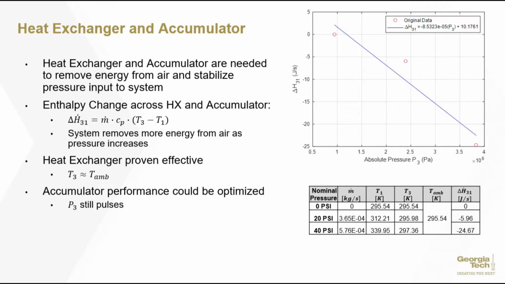In the compressor system, we need a heat exchanger and accumulator to cool the air to ambient temperature and smooth the input flow of the air. To quantify this change, we calculate the enthalpy change across both devices, seen in this graph as a function of pressure. We can see that as the pressure increases, the heat exchanger and accumulator will remove a greater amount of energy from the system. The temperature at station 3 has been significantly cooled from the temperature at the output of the compressor, and is close to ambient temperature, so we can conclude that the heat exchanger is working well.